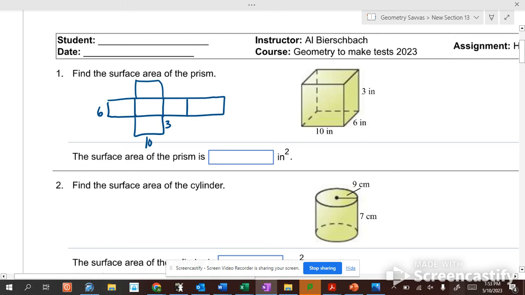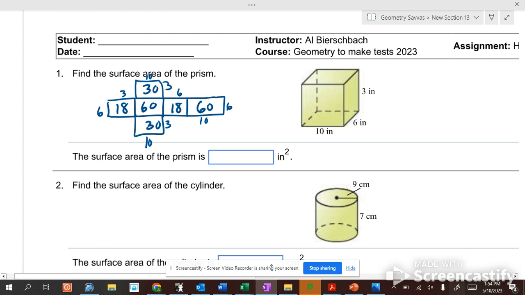Okay? So we have a 10 by 3 and a 10 by 3, and then a 6 by 3 and a 6 by 3, and then we have a 10 by 6 and a 10 by 6 right here. So this is 60 and this is 60 because they're each 10 by 6. This is 30 and 30 because they're both 10 by 3. And this is 18 and 18 because they're 6 by 3.